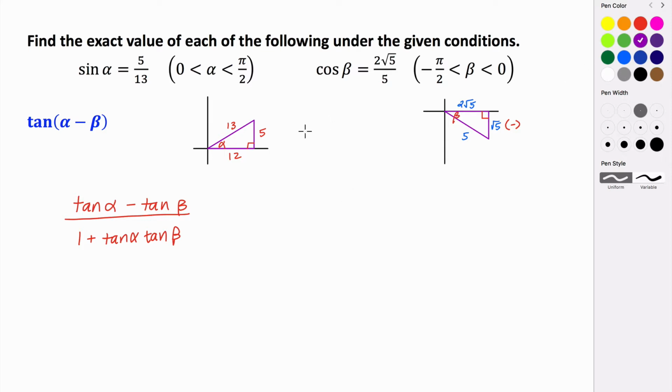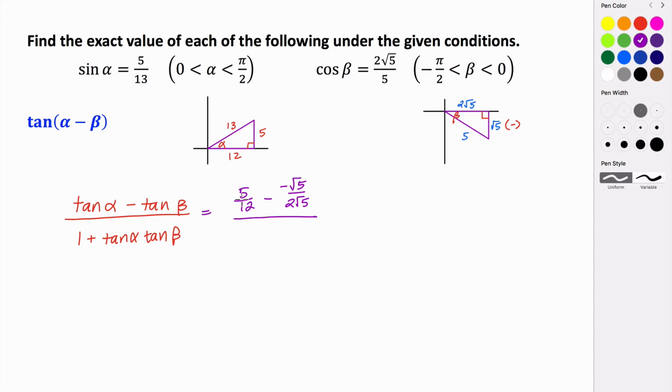So what does that give us? The tangent of alpha. So alpha, that's going to be 5 over 12, opposite over the adjacent. So 5 over 12 minus the tangent of beta. That's going to be the negative square root of 5 over 2 rad 5. Negative square root of 5 over 2 rad 5.